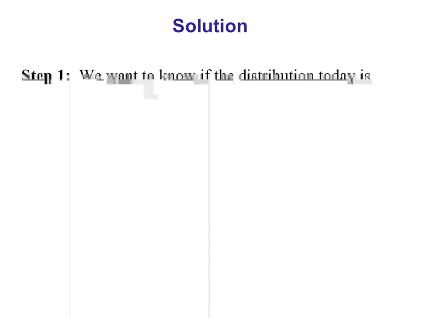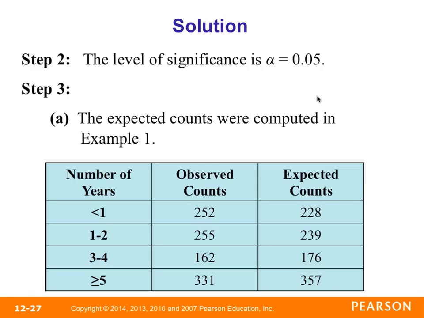So step 1, we want to know if the distribution today is any different than it was in 2000. So the way that we write the hypotheses are our H0 is that the distribution for the number of years caregiving grandparents are responsible for their grandchildren is the same today as it was in 2000. And our alternative hypothesis is that the distribution is different today than it was in the year 2000. So null hypothesis is that it's the same. Alternative is that it's different. Our level of significance was given, alpha equals 0.05, and the expected counts have been recorded right here.